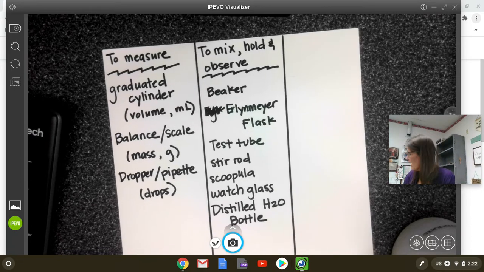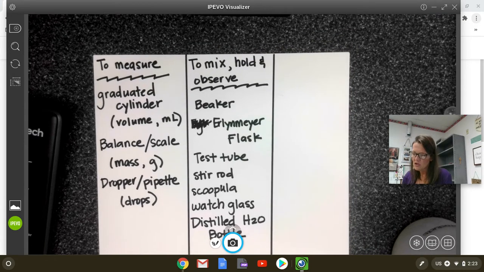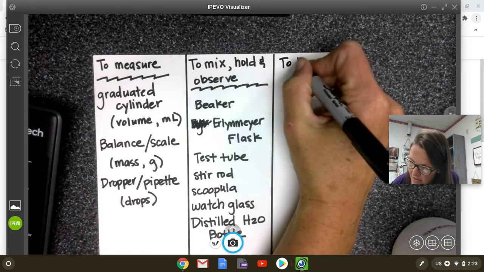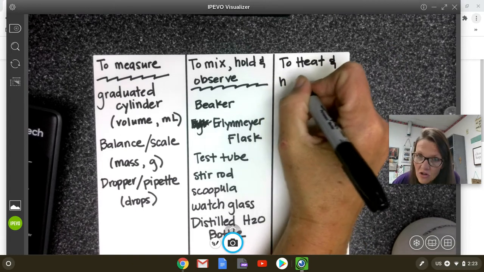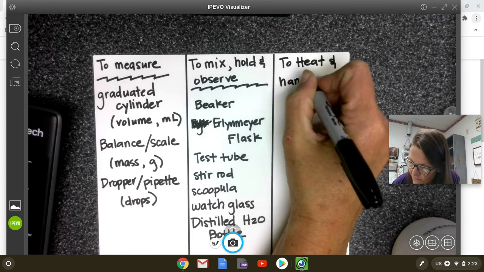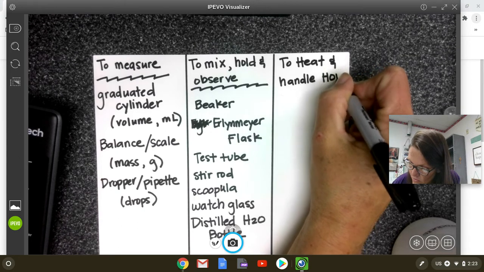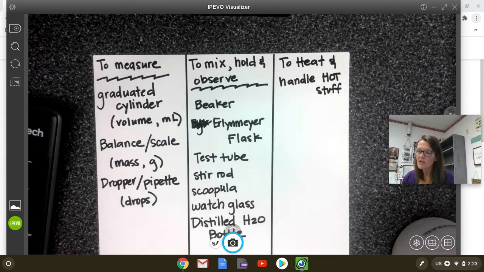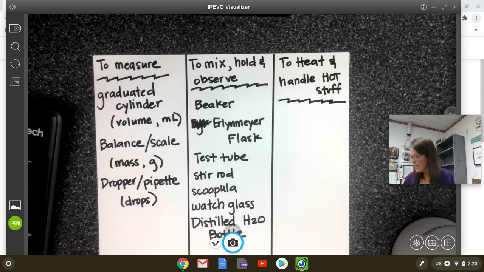Our final category of equipment that you need to be familiar with is used to heat things, and handle hot stuff. Obviously, you're not going to want to pick up a hot beaker, so we need to have something to do that with. Let's talk about the handling part first.